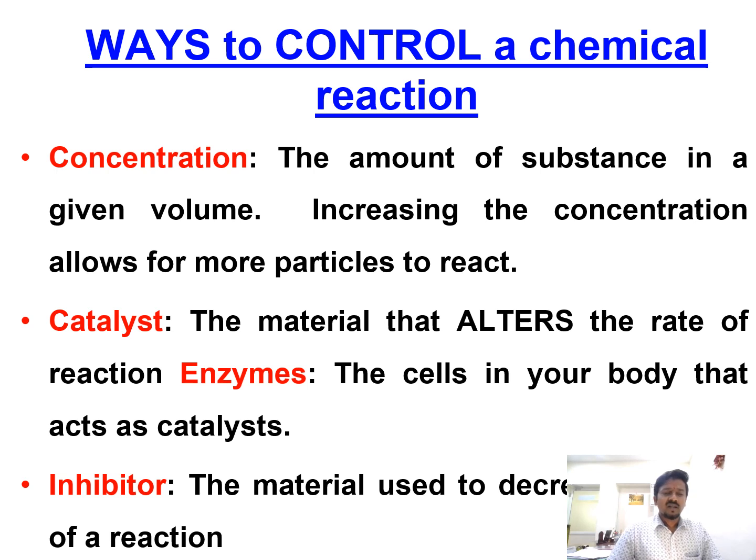While using a catalyst, the reaction will also be controlled. A catalyst is a material that alters the rate of reactions. Another way to control a chemical reaction is using enzymes. Another way is using inhibitors. The material used to decrease the rate of reaction is called an inhibitor.